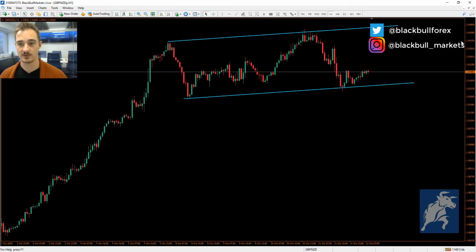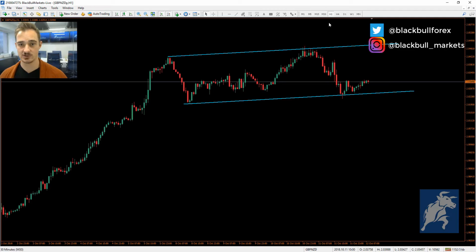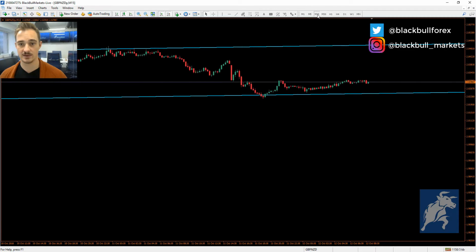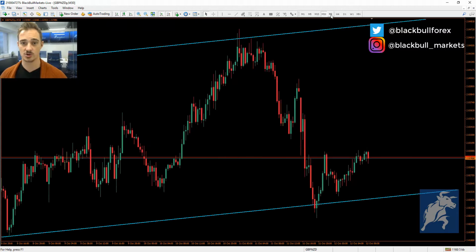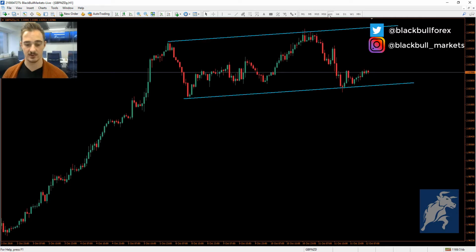If it does move up, we will look for a break to the top side, a potential trade to the top side. If it is on the 15-minute chart, you can potentially still trade between these channels as well. So looking for bounces on either one of these lines for more short-term day trading sort of style or strategy.